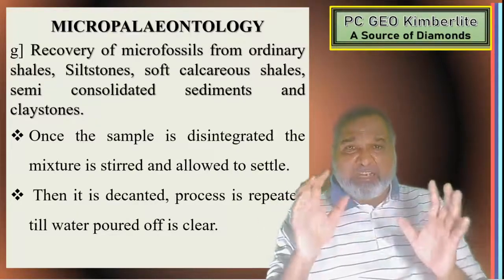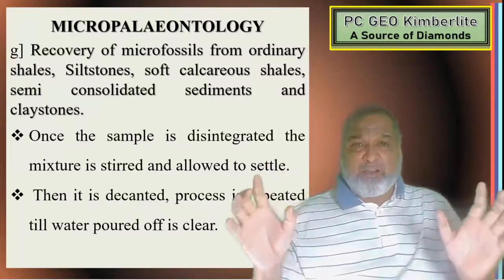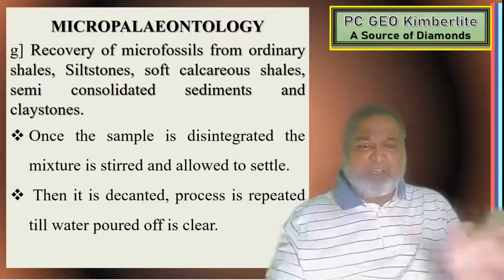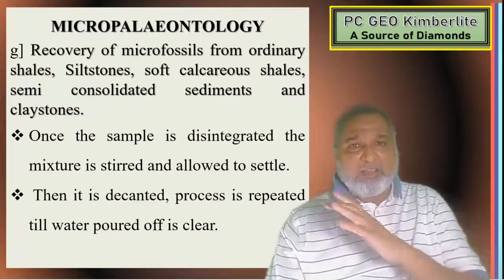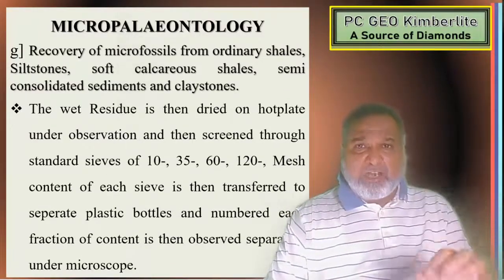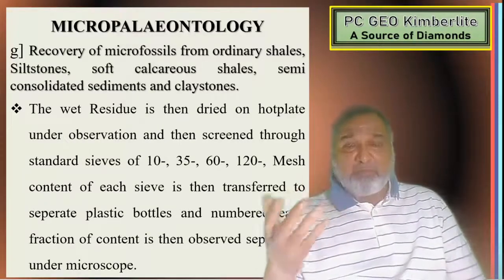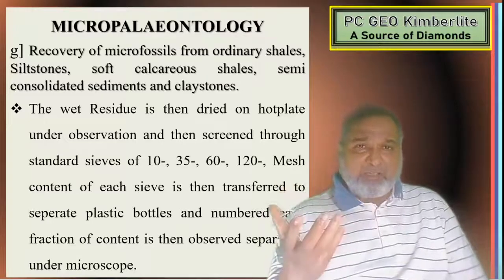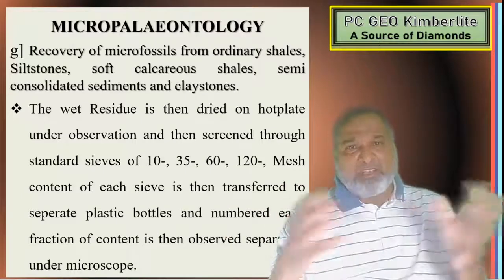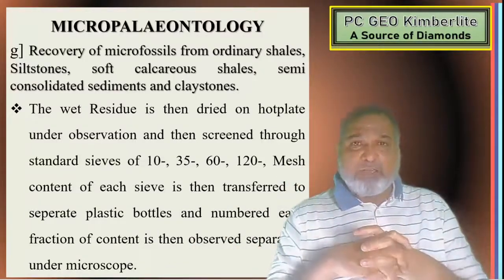Then it is decanted. The process is repeated till the water poured off is clear. Once we find that the water we are pouring off is clear, that means the mud has been cleared from that particular sample. The wet residue is then dried on a hot plate under observation, because if you heat it too much, the fossils or shales will just break or disintegrate. Then there is no use of what we have done. So we have to carefully do this particular exercise.